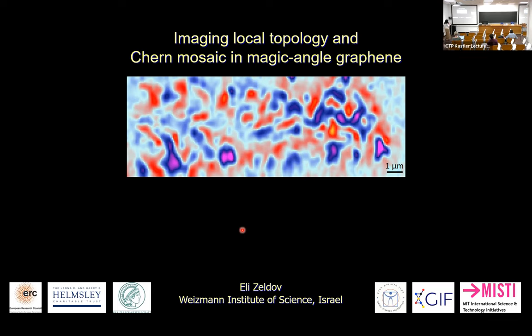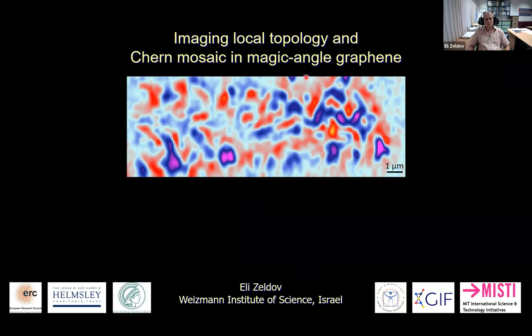Yes, okay. Thank you, Natalia, and thank you to the organizers for giving me the opportunity to present our recent work. I'll be talking about imaging topology and the Chern mosaic in magic angle graphene. The picture that you see here is an image of orbital magnetization in magic angle graphene. That will be the main topic of our discussion today.